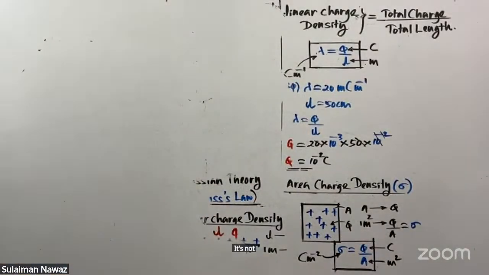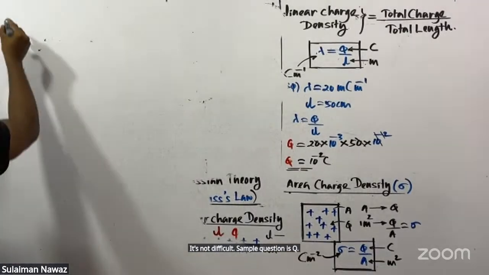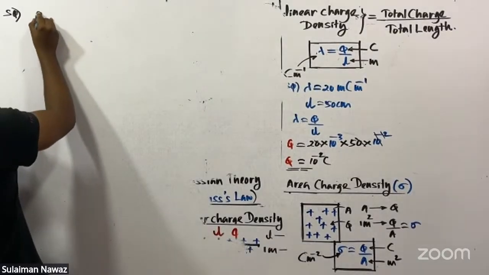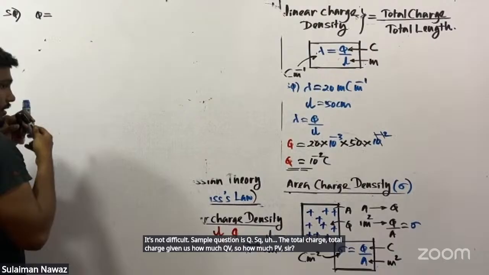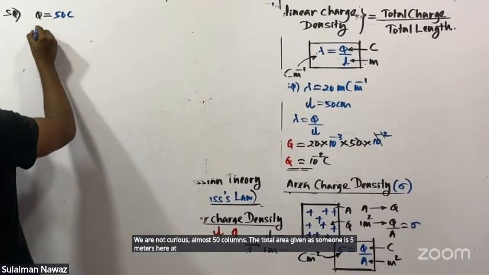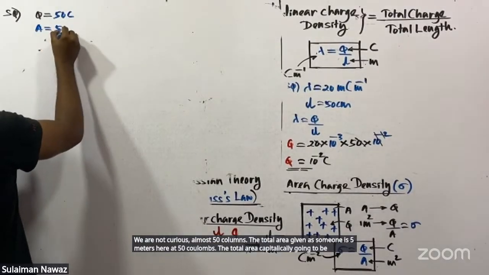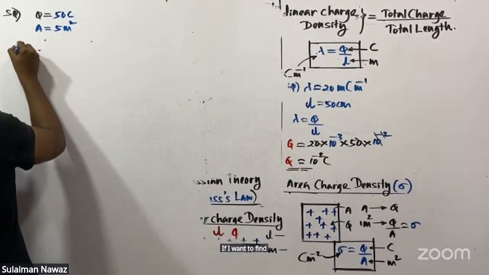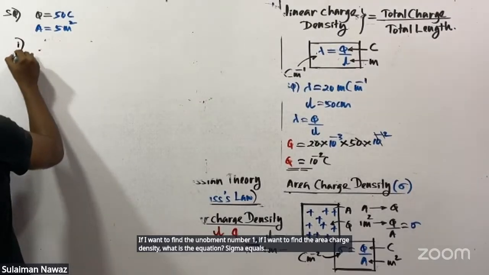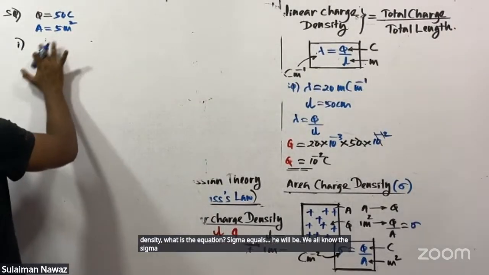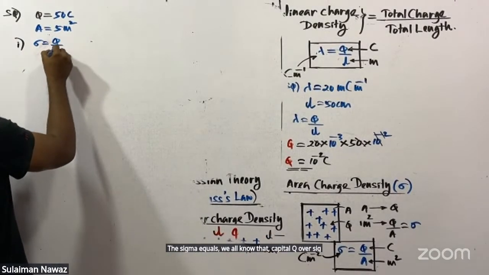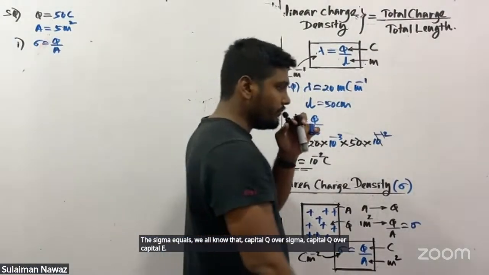It's not difficult. Sample question. They have given the total charge. Q is 50 coulombs. The total area is going to be 5 meters squared. Under Roman number 1, if I want to find the area charge density, where is the equation? Sigma equals Q over A.